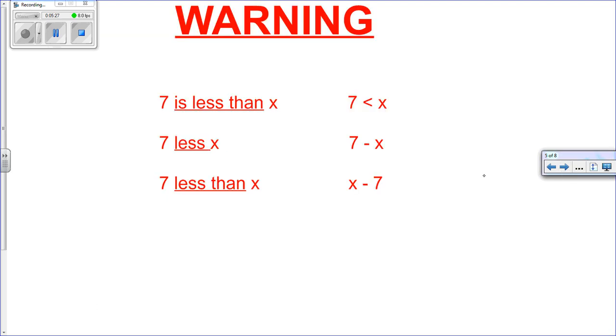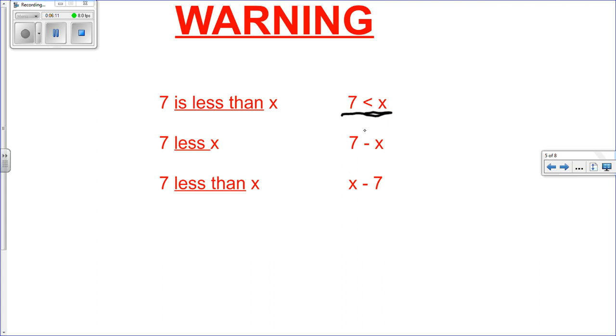So warning, and it's important to remember this: 7 is less than x. If we say is less than x, that means we're using an inequality. In this chapter we will not be using inequalities, so be careful. 7 less x means 7 minus x. But 7 less than x means x minus 7. That implies that x is larger than 7.